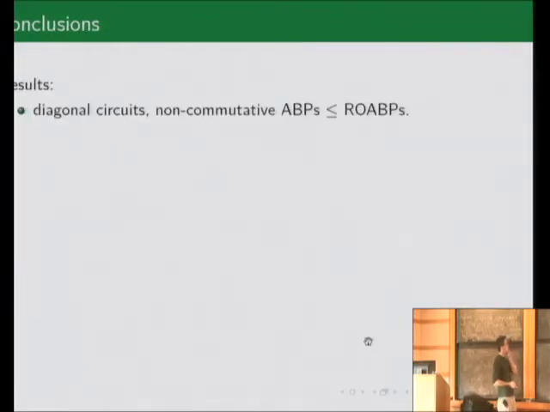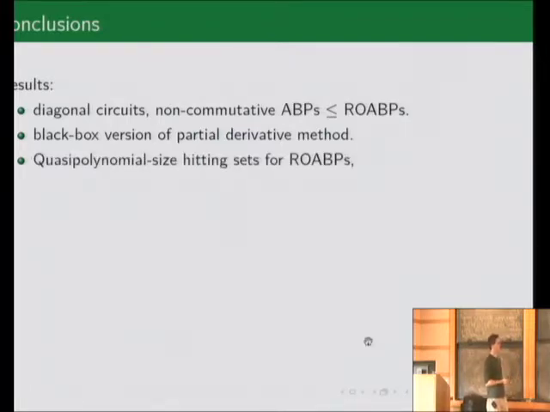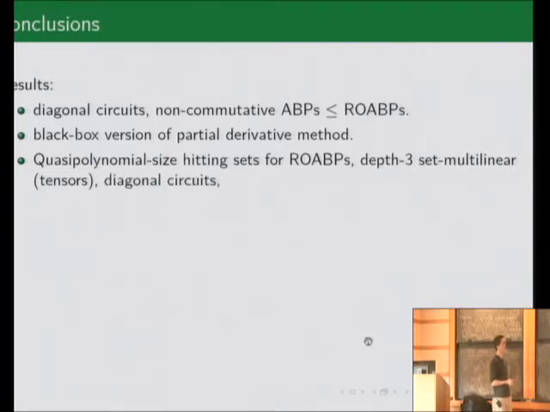So some conclusions. I didn't show you, but we give reductions from diagonal circuits and non-commutative ABPs in the black box model to PIT of this RVP. So we get quasi-polynomial black box PIT for these things. We got this black box version of this partial derivative method, which has been fairly successful. So maybe this will be interesting for other reasons. And we get this quasi-polynomial hitting set. And applying it, for these other things, we already knew such things for tensors, but we get it again. Diagonal circuits and non-commutative.